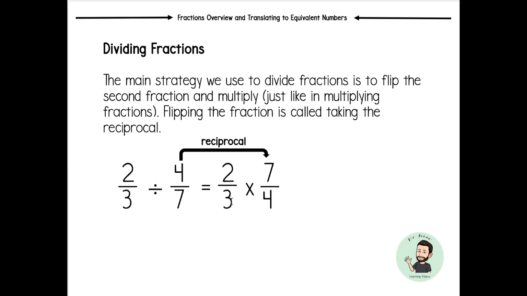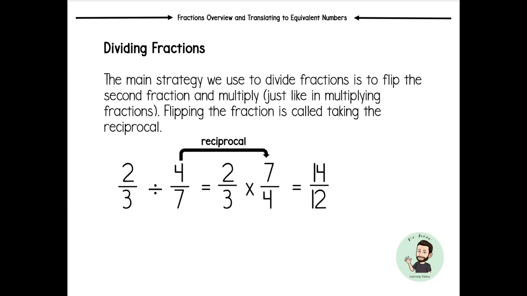So we have 2/3 times 7/4. And that's going to give us 14/12, which can be reduced. I don't think I reduced it here, but that should be reduced to 7/6.